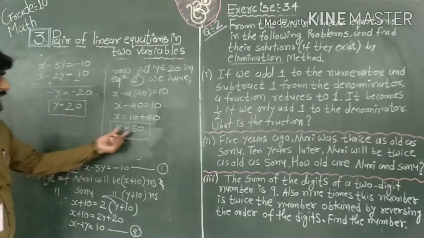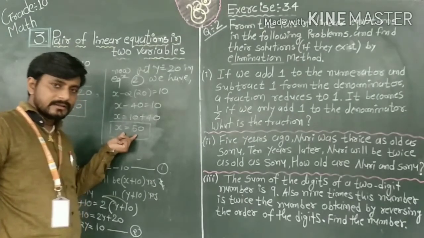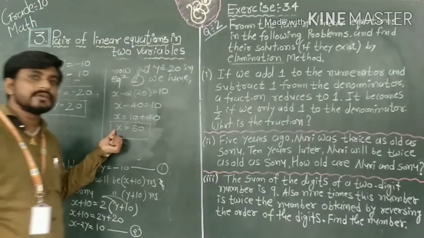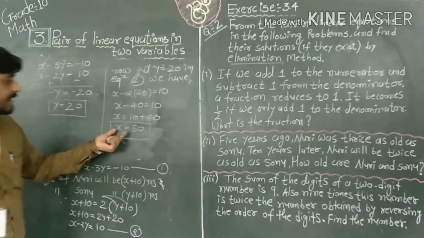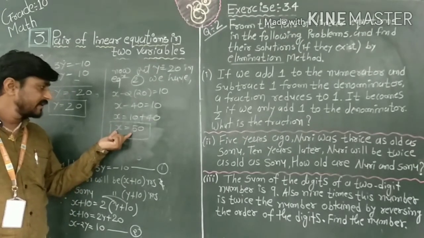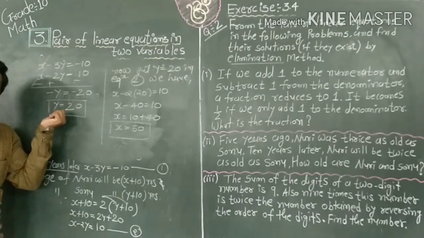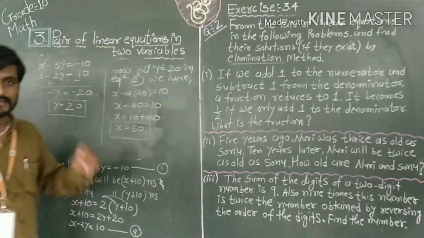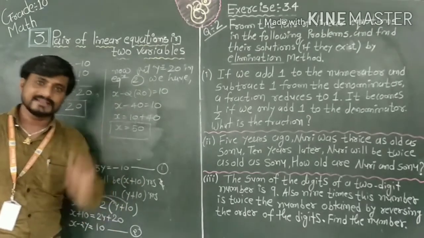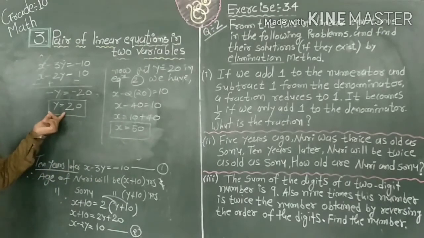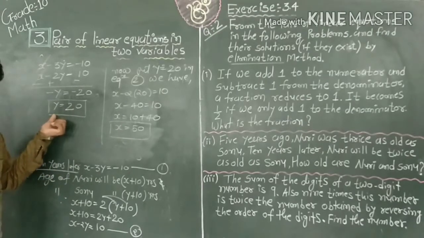This is the age of Nuri. We assumed initially that the age of Nuri is x. That means the age of Nuri is 50 years and the present age of Sonu is 20 years. At last we have to compulsorily write: therefore the present age of Nuri is 50 years and the present age of Sonu is equal to 20 years.